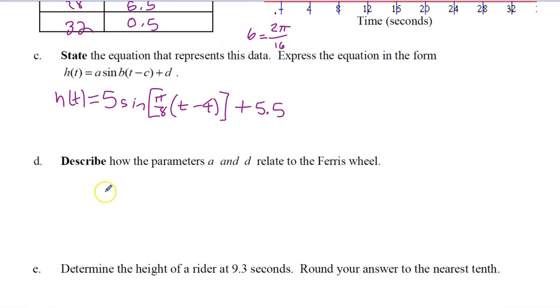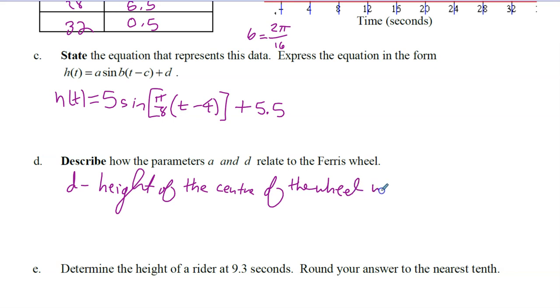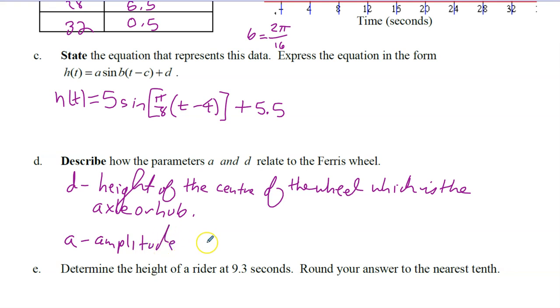Describe how A and D relate to the Ferris wheel. So D is the height of the center of the wheel, which is the axle or hub. And A is the amplitude, which is the radius of the Ferris wheel.